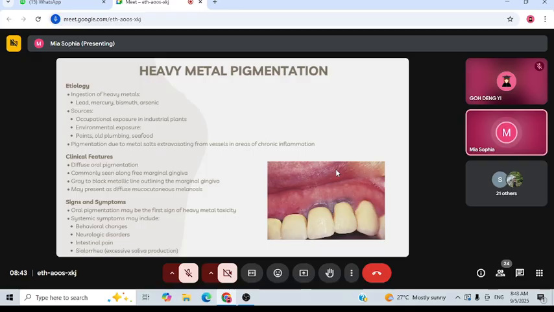Importantly, oral pigmentation might be the earliest visible sign of heavy metal toxicity, making it a potentially life-saving clue. Systemic signs often accompany it and may include behavioral changes, neurologic disorders, intestinal pain, and excessive salivation or sialuria. So when we see this type of pigmentation, especially in combination with systemic symptoms, it is essential to consider heavy metal toxicity in the differential diagnosis and refer for appropriate medical evaluation and detoxification.